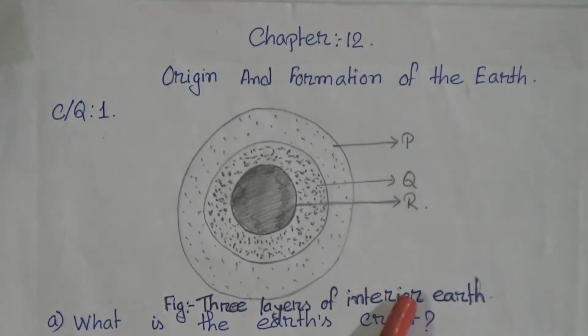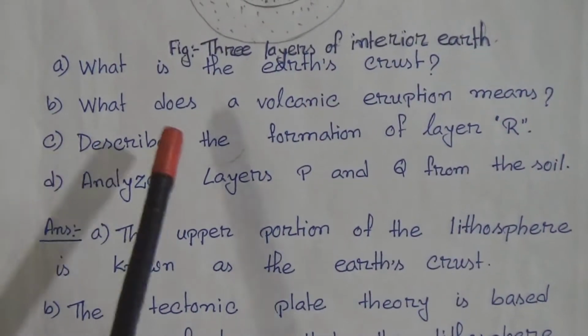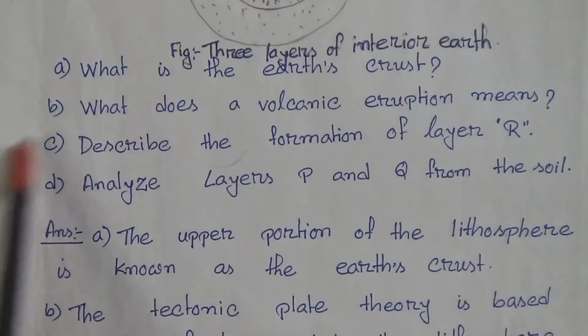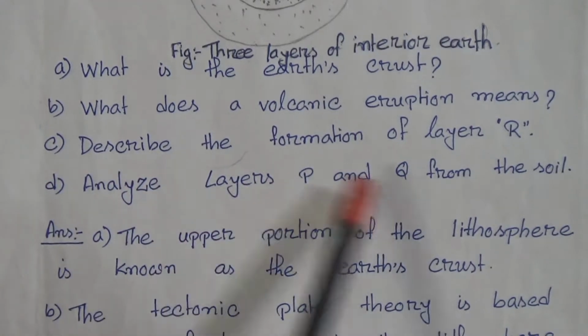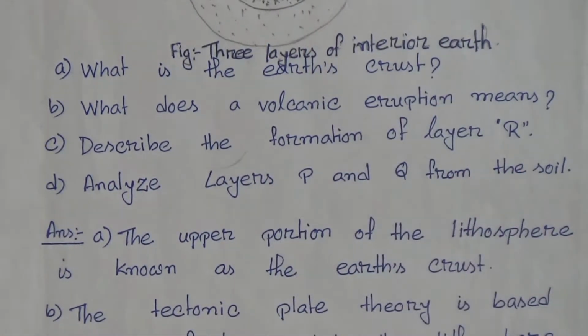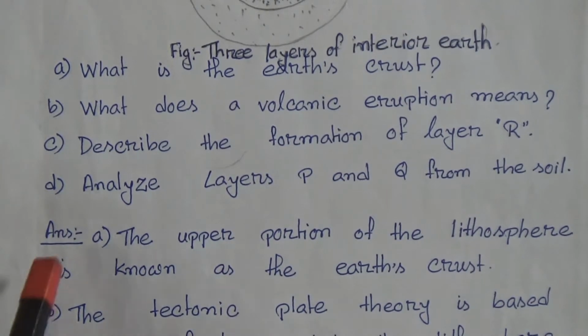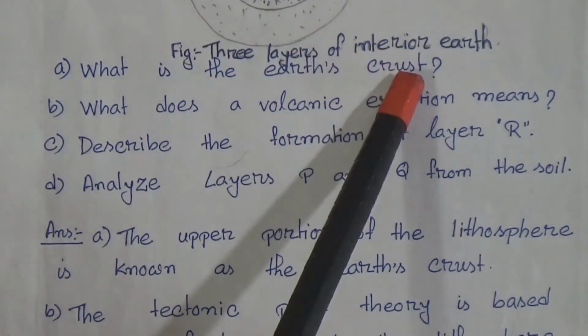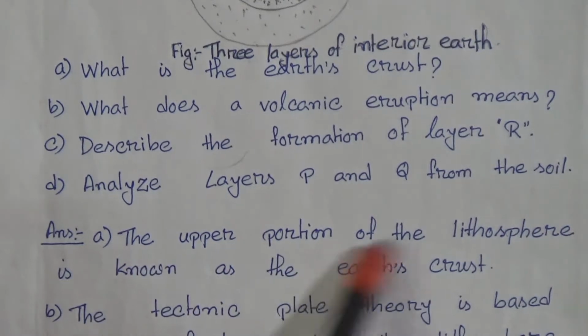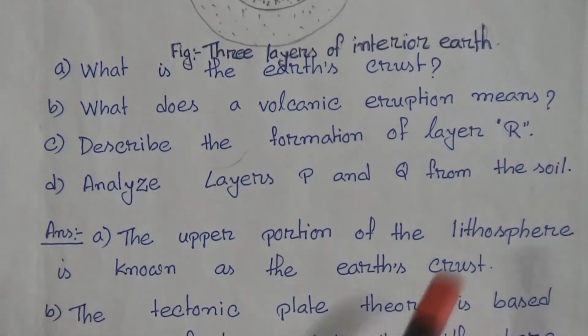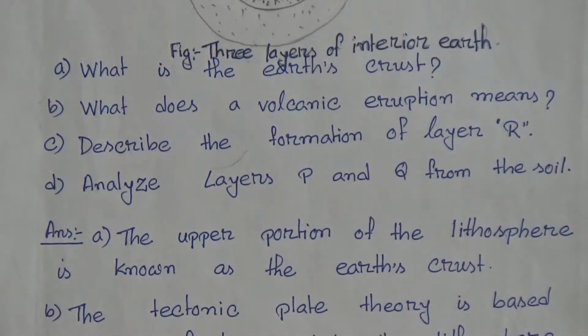What is the earth crust? Number B, what does a volcanic eruption mean? Number C, describe the formation of layer R, and number D, analyze layers P and Q from the soil. Now we discuss creative question number 1. Number A, what is the earth crust? The upper portion of the lithosphere is known as the earth crust. So what is the earth crust? The upper portion of the lithosphere is known as the earth crust.